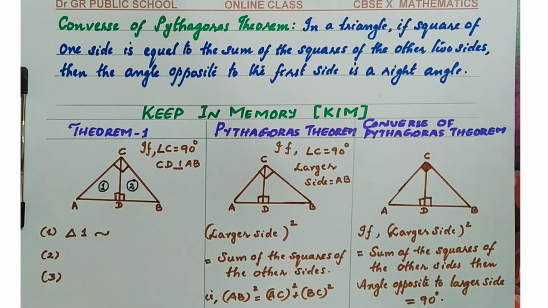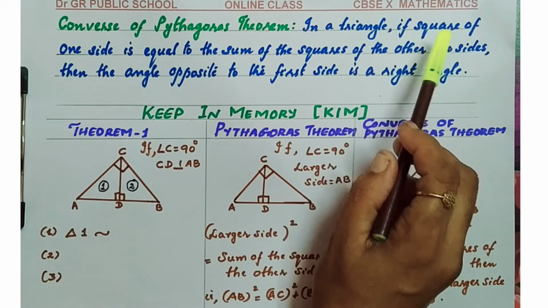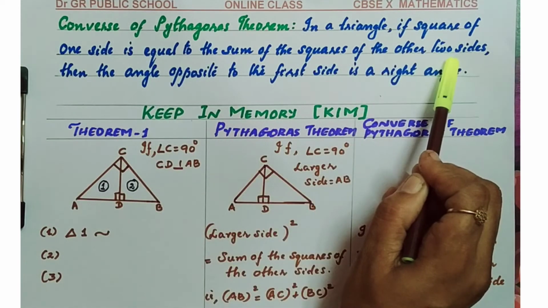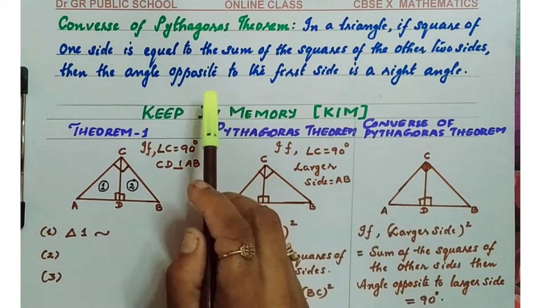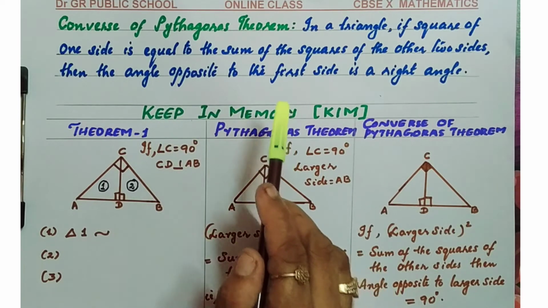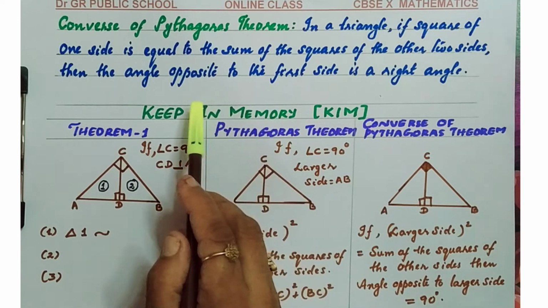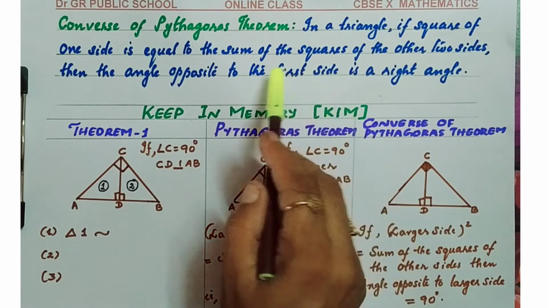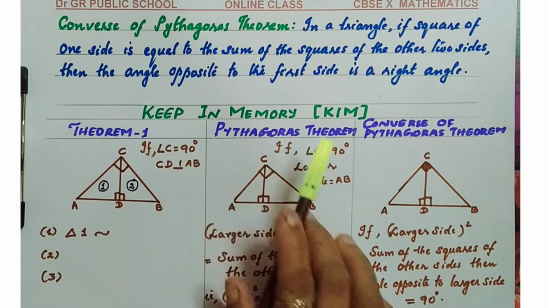Now we can study the converse of Pythagoras theorem. In a triangle, if the square of one side is equal to the sum of the squares of the other two sides, then the angle opposite to the first side is a right angle. Pythagoras theorem states that the square of the larger side equals the sum of the squares of the two smaller sides if it is a 90-degree triangle. But the converse states that if the square of the hypotenuse equals the sum of the squares of the other two sides, then the angle will be a right angle. So keep in memory these points.